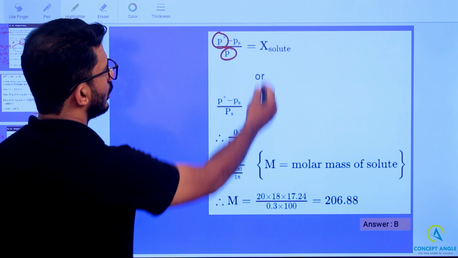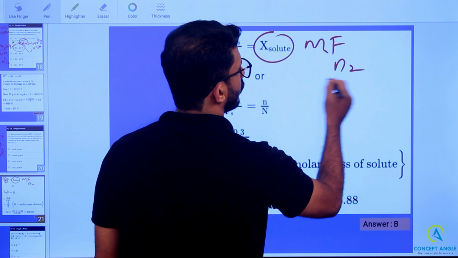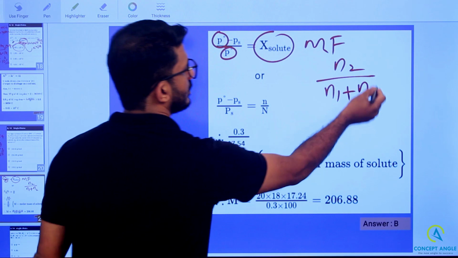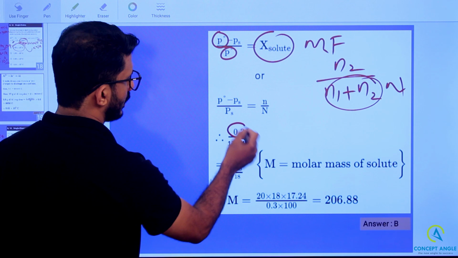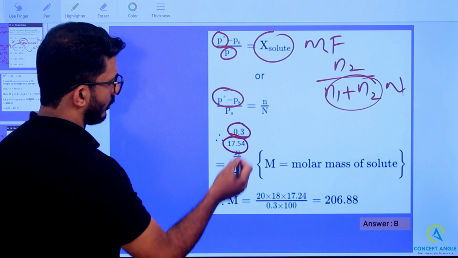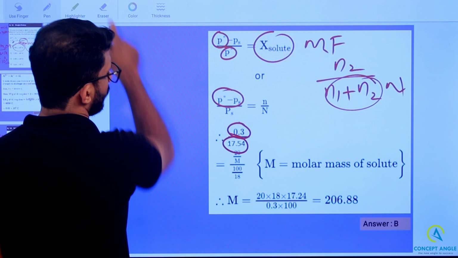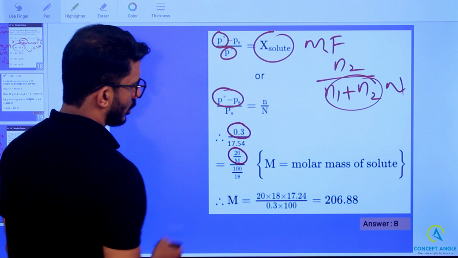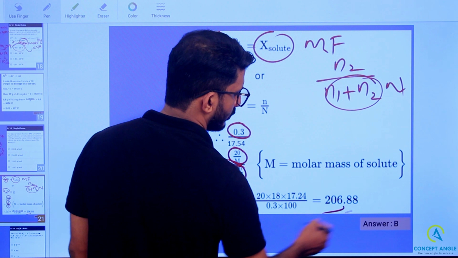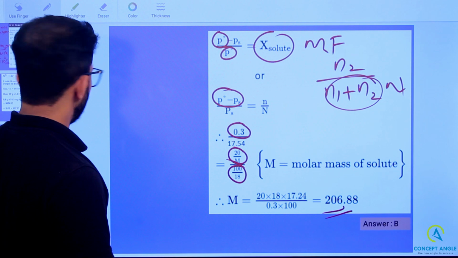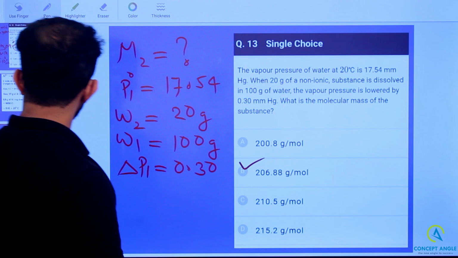Mole fraction is equal to number of moles of solute divided by number of moles of solute plus solvent, then this is taken as capital N and direct substitution. This is delta P1. Delta P1 is 0.3 and P10 is 17.54, it's given. Number of moles is equal to actual mass, 20, divided by molar mass, and this also is actual mass divided by molar mass, and with just rearrangement we will get the answer. That is only calculation and cancellations. 206.88 is the molar mass. So the answer is option B. Let's rush to the next one.